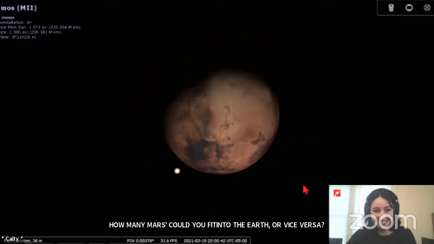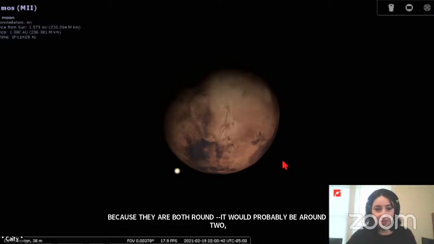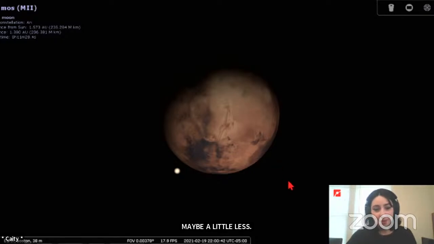Very cool. Not like as many Earths as you can fit into Jupiter. Right. Yeah. Which is a lot. That's like 1300 Earths you could fit into Jupiter.